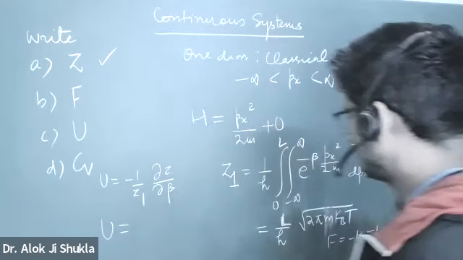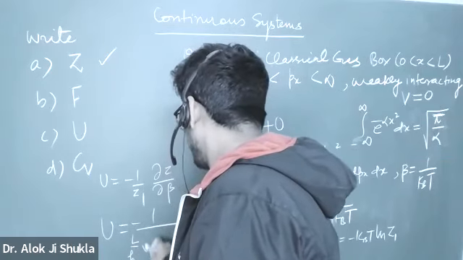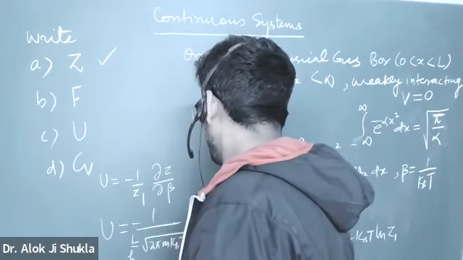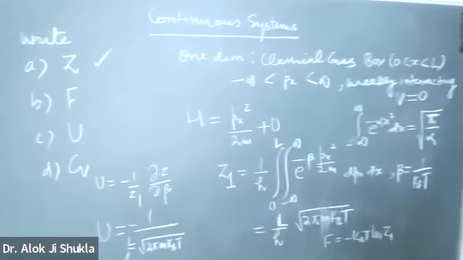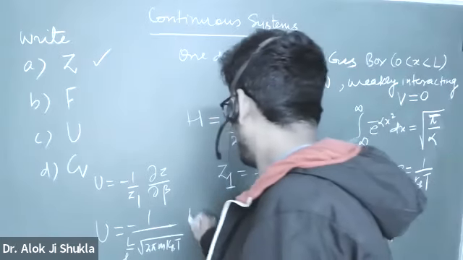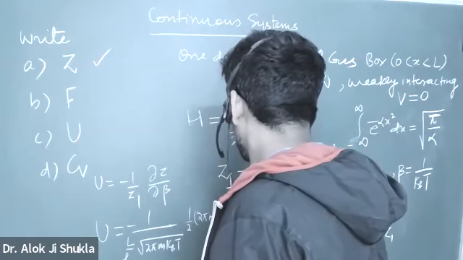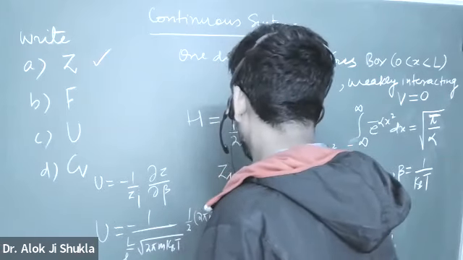This is equal to -1 by Z, L by h under root 2πm kBT, and ∂Z/∂β is half, 2πm kBT to the power -1/2.